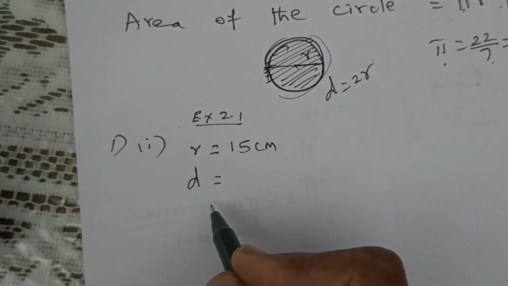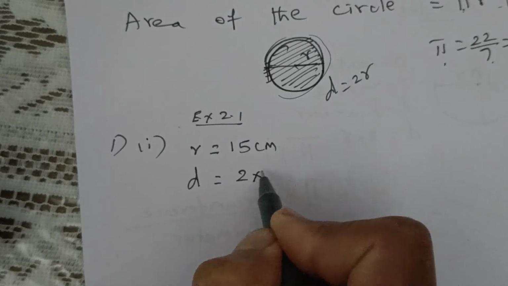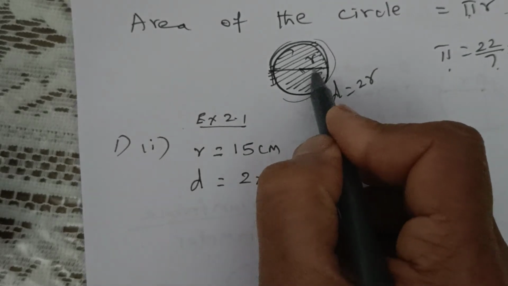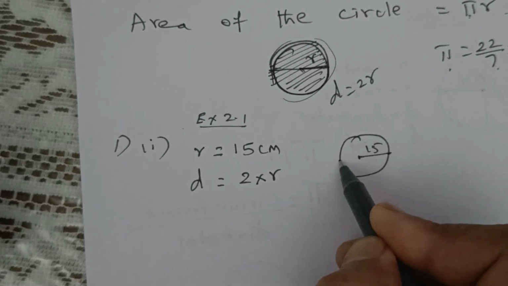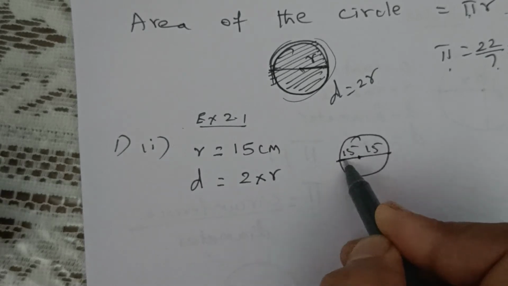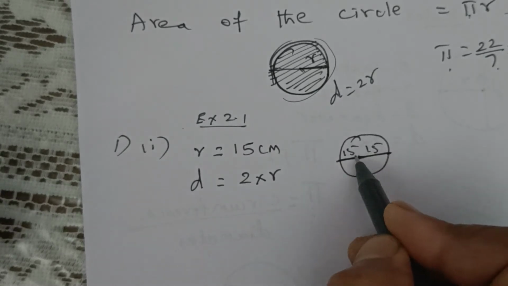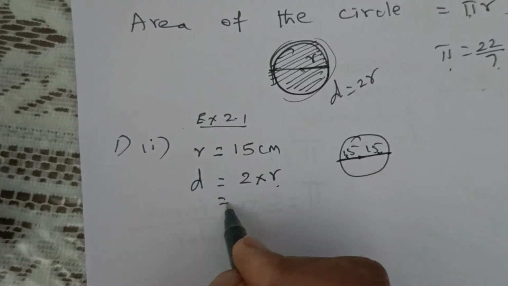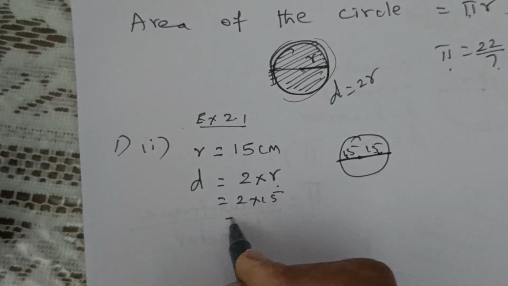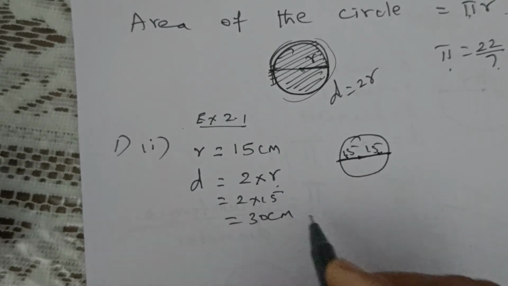What is diameter? We know diameter is 2 times radius, 2 r. This is what? This is 15. If you draw a circle, this is the radius 15 and this is also a radius 15, and this full line is the diameter. So 2 into 15, otherwise 15 plus 15. That is nothing but 2 into 15, 2 times the radius. 2 into 15 is 30 centimeter, which is the diameter.